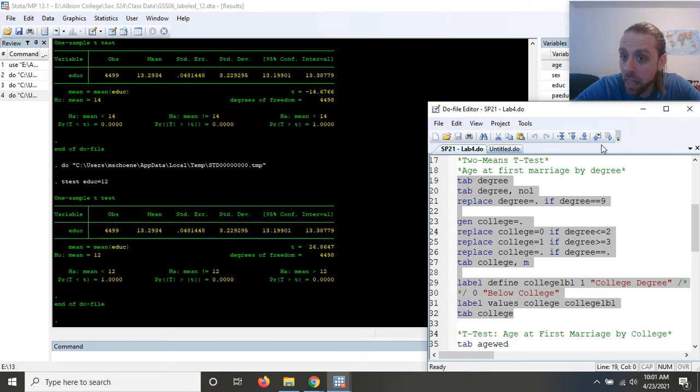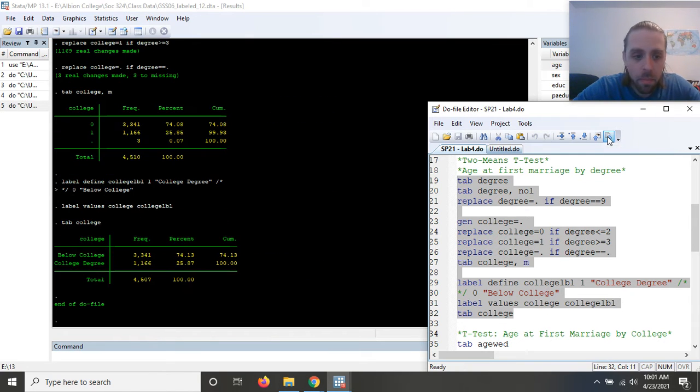Then I label it, right? Don't forget that whole thing. And this is what I end up with. So I ran all of that together, and now I have this nice, pretty college completion variable, below college and college degree.